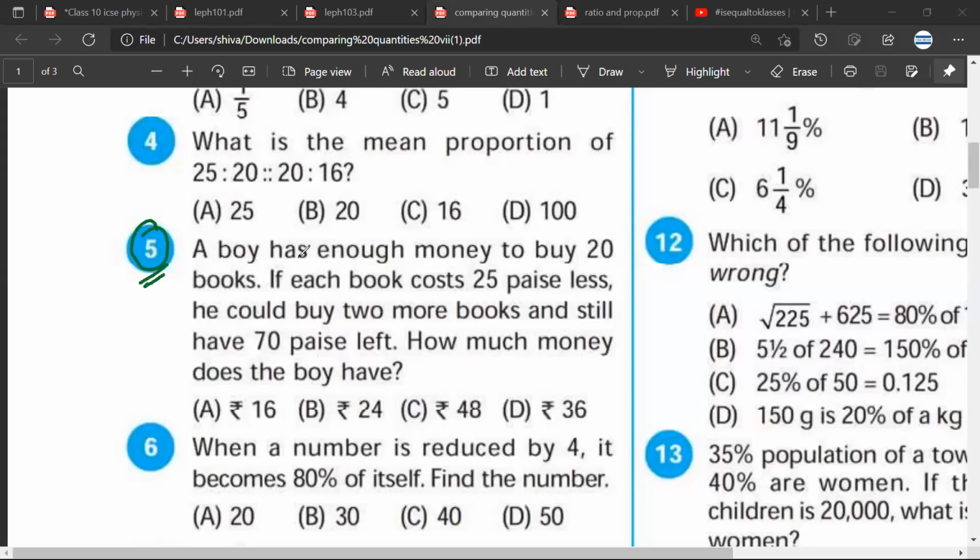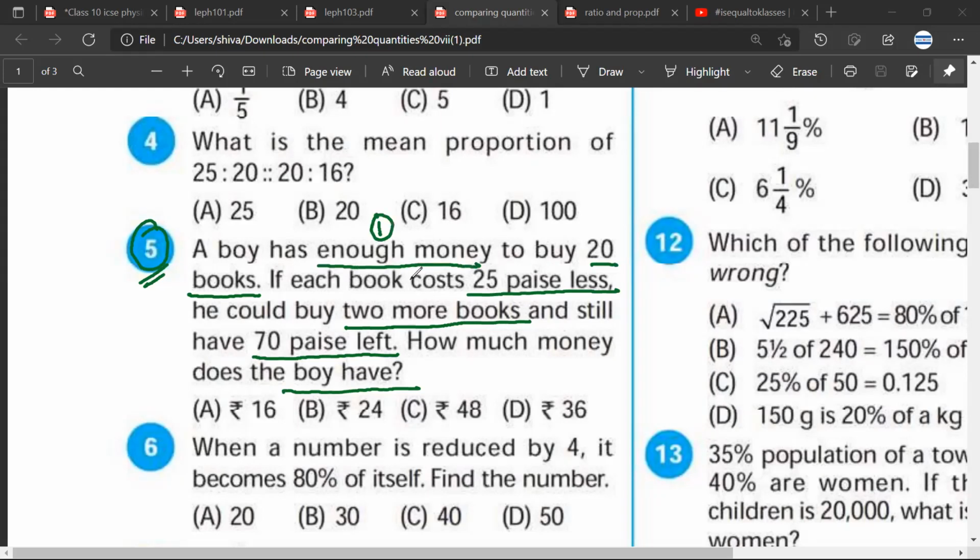Question number 5. A boy has enough money to buy 20 books. If each book costs 25 paise less, he could buy 2 more books and still have 70 paise left. How much money does the boy have? So there are 2-3 things that we need to understand. One is that this boy has enough money to buy 20 books. This is the first thing that you need to remember.